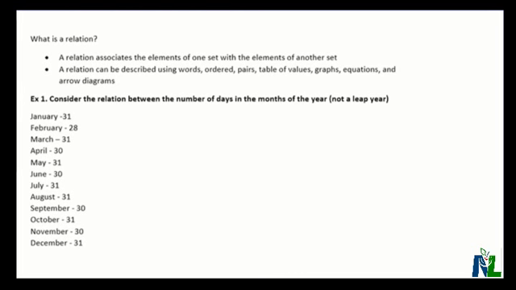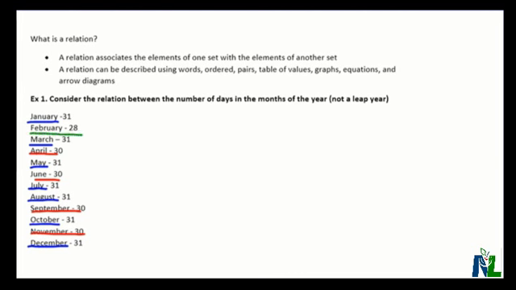So if we were to describe this example using words, we would simply say that the months of January, March, May, July, August, October, and December all have 31 days. We would then go on to say that the months April, June, September, and November all have 30 days. And of course, then we have February, which is unique, having 28 days.